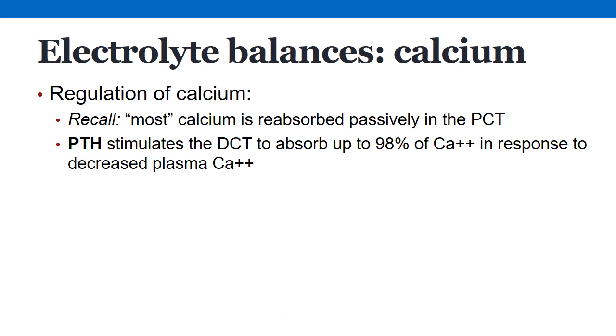So how do we keep calcium where it's supposed to be? The more dangerous problem is not having enough calcium. So our main hormone that regulates this is parathyroid hormone. PTH stimulates the distal convoluted tubule to reabsorb up to 98% of calcium in response to a decreased plasma calcium concentration. If PTH is not around, some amount of calcium is lost in the urine, and blood calcium levels will slowly fall on their own without any hormonal input.